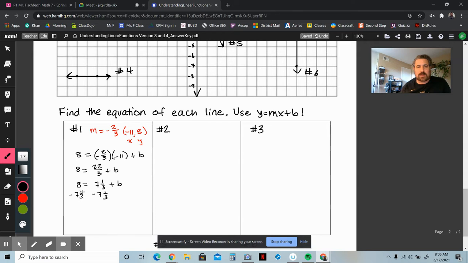And when you do that, you're going to say 8 take away 7 1/3. That's just going to be 2/3. Because basically that's the same as 7 3/3. 7 3/3 take away 7 1/3 is 2/3. And so we know that 2/3 is b.